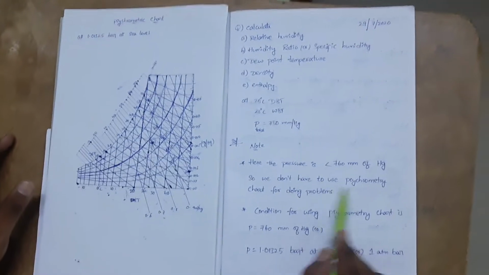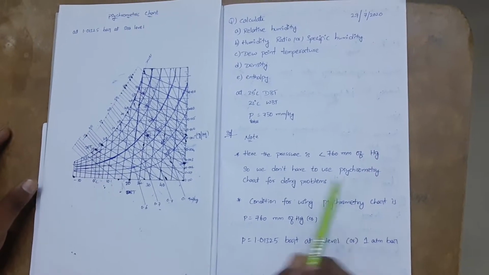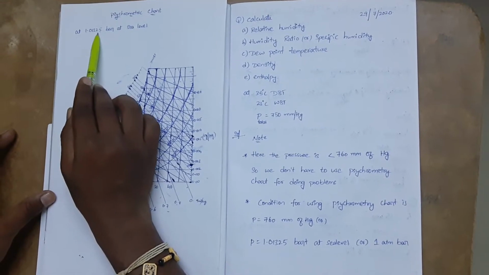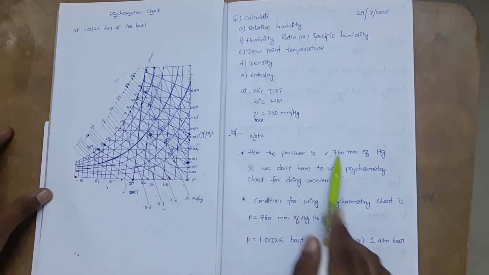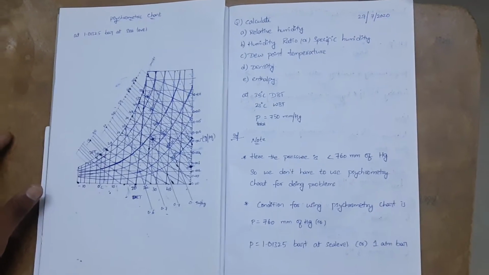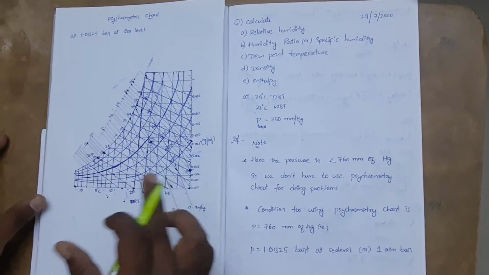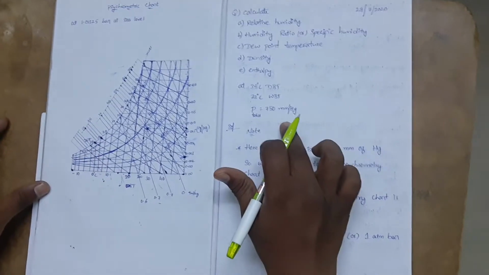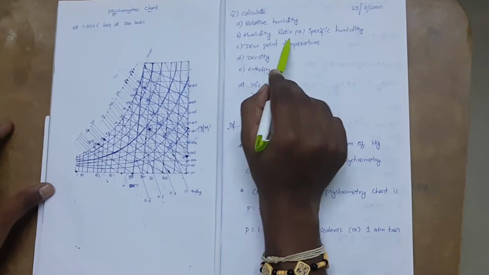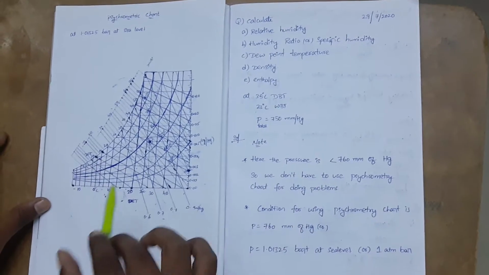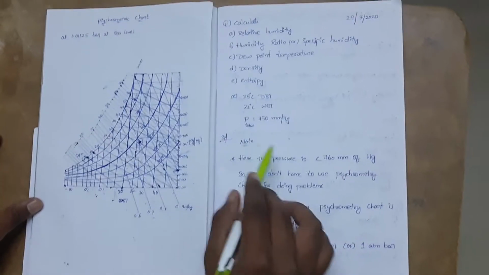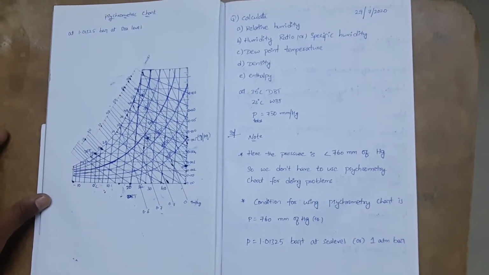So we don't have to use the psychrometric chart for doing this problem, because the psychrometric chart is based on 1.01325 bar at sea level, or 760 mm of Hg. For determining the relative humidity, humidity ratio and specific humidity, if we use the psychrometric chart, then the examiner will give 0 marks for this problem. So we have to do it in another way.